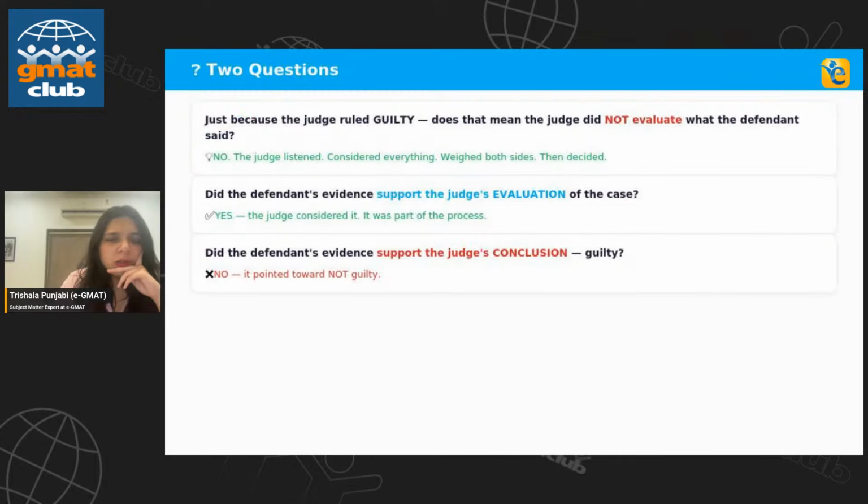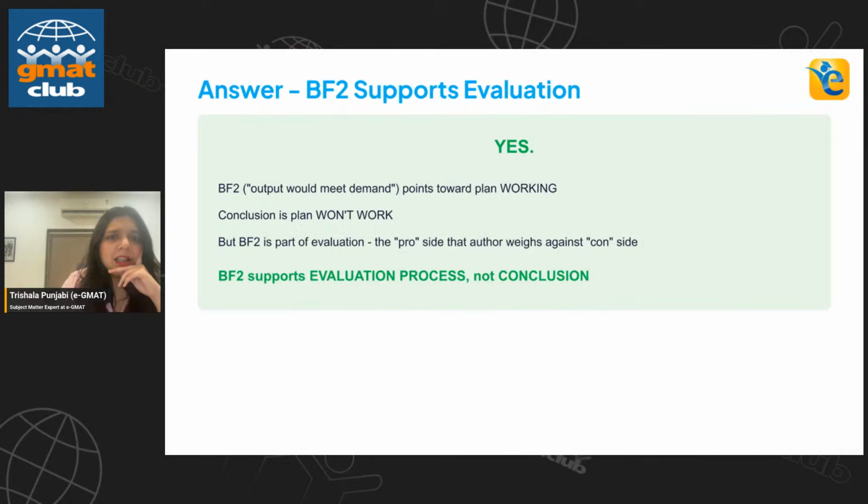So what is happening here is that BF2 does support the evaluation, because the conclusion is that the plan won't work. Though BF2 is pointing towards the plan working, BF2 is part of the pro side that the author is weighing against the con side. That's why BF2 is supporting the evaluation process and not the conclusion.